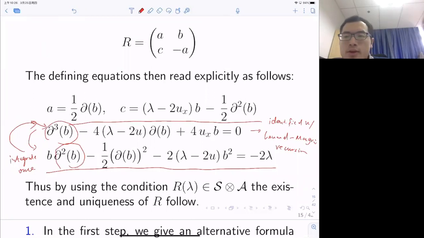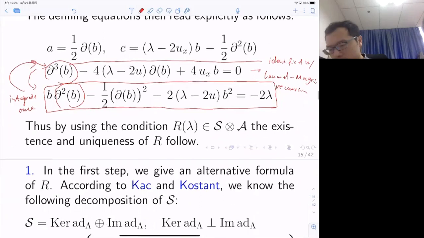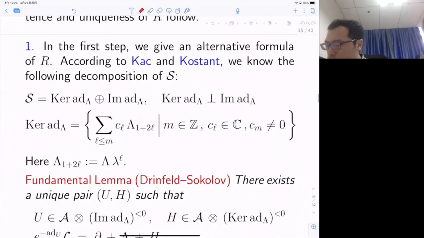The importance of this quadratic equation is that in the Lenard-Magri recursion, each time you need to integrate once in the recursive procedure, and then there are some arbitrary choices of constants. This quadratic equation gives the unique choice, the zero constant of the integration. So it's also quite a geometrical condition. Okay, so this existence and uniqueness follows.